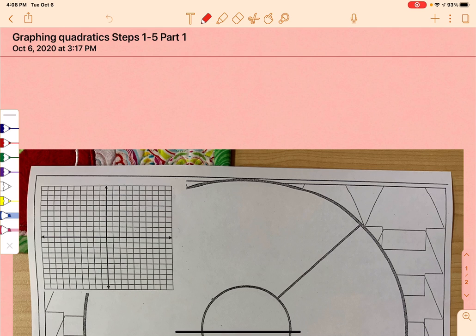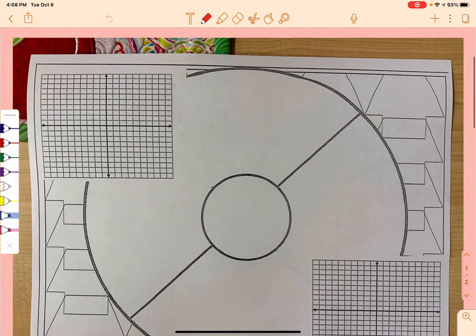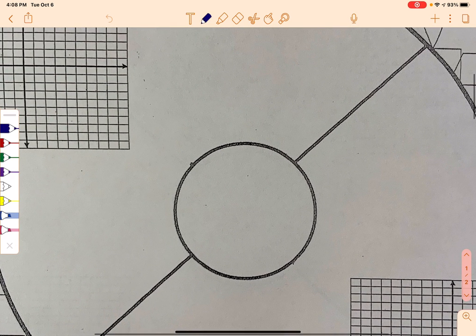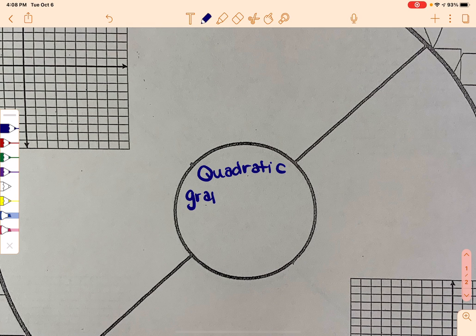Okay, guys, now we're going to take those 5 steps that we came up with, and we're going to go through those 5 steps in order to get some graphing done for our quadratics. So first of all, in the middle of this, I'm going to label it: this is quadratic graphing. We're going to do the steps 1 through 5, which were in the last video. And this is part 1.